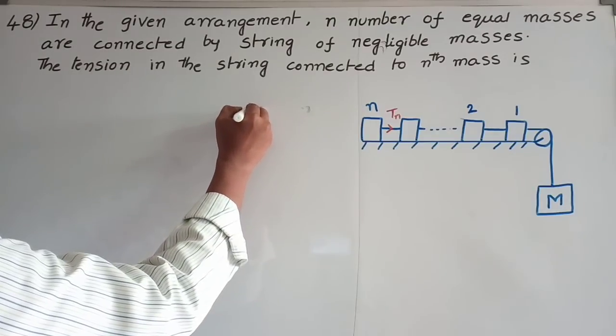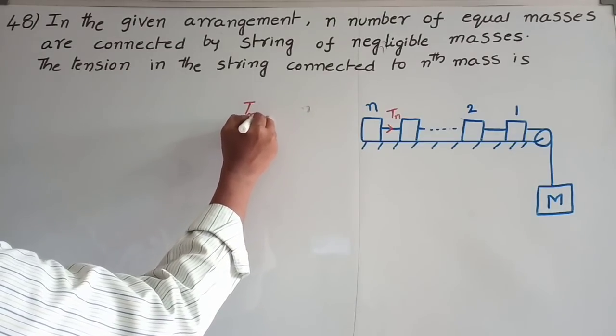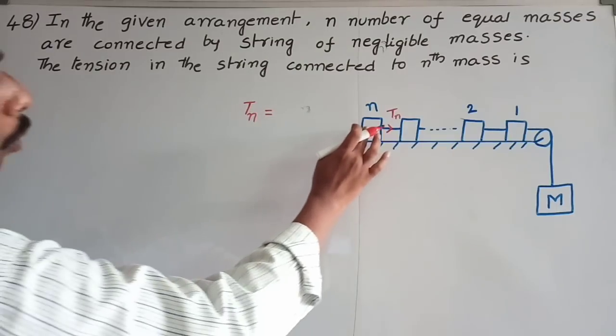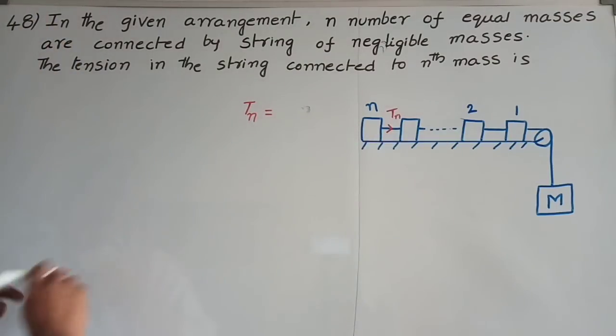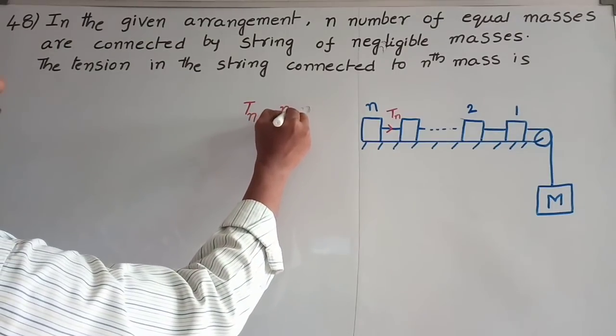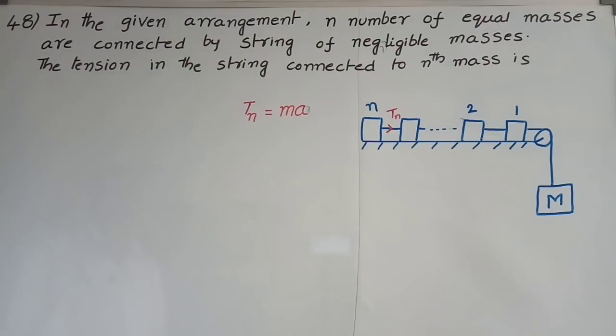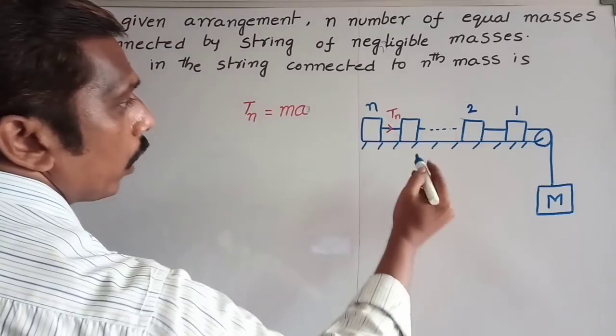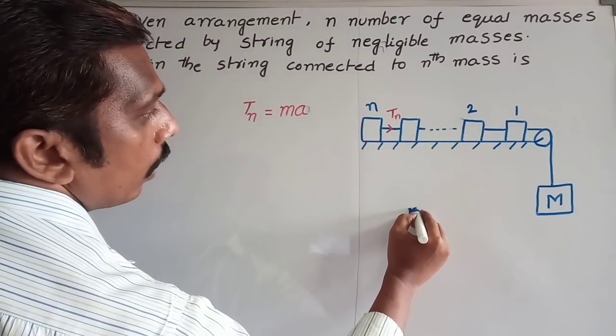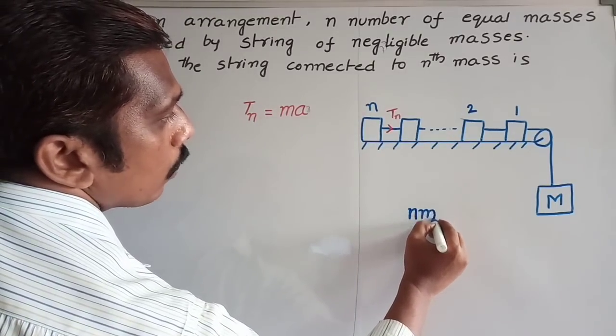If you write the equation, Tn is equal to mass of each block, which is small m, into acceleration of the system. Here we can write mass into acceleration. In this arrangement, this entire set is taken as one system. So all these blocks are taken as one block. Assume it as one block. Then the mass of that one is Nm.